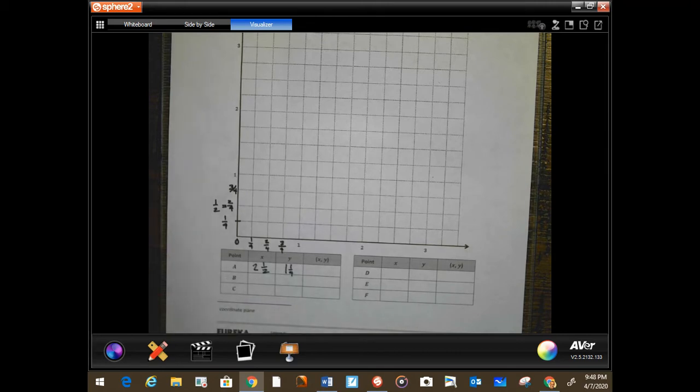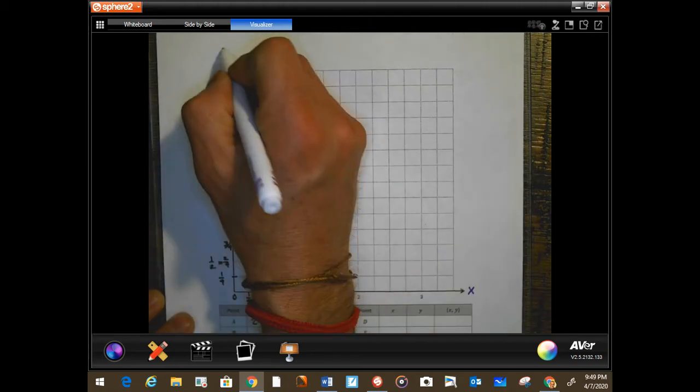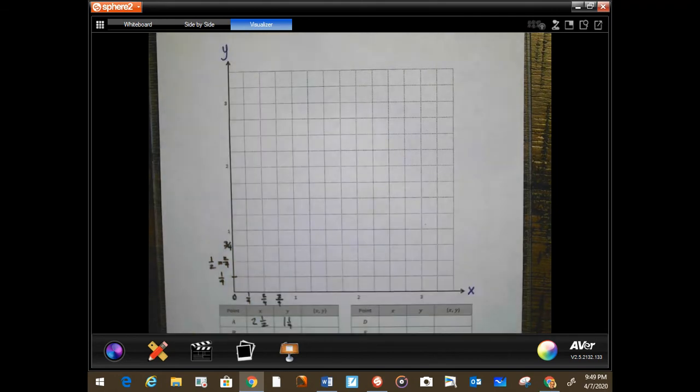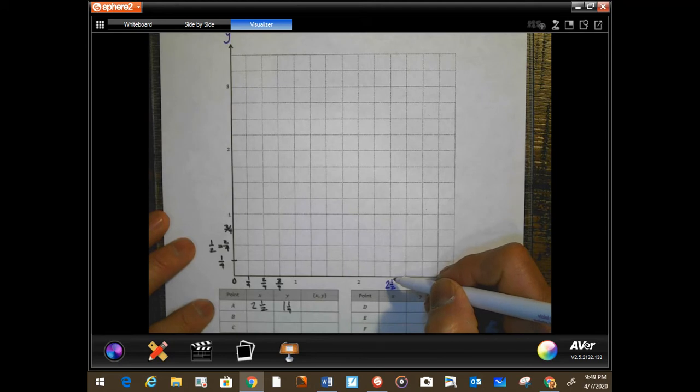Now, let's plot point A. Point A says x should be 2 and 1/2. Let's label x. This is going to be x, and the perpendicular line is going to be y. When you are plotting x, you always run to the right. You run and then you jump. So let's do 2 and 1/2, which should be between 2 and 3. That's where the line begins, okay?